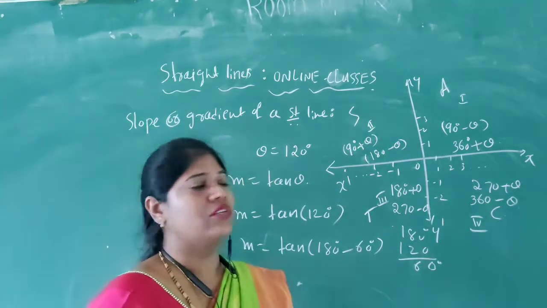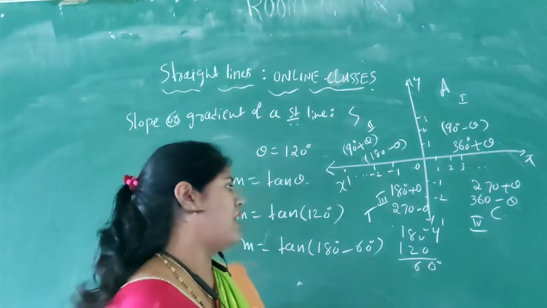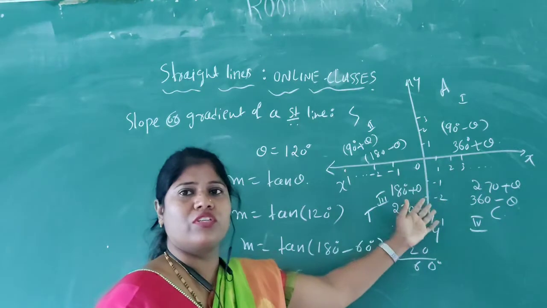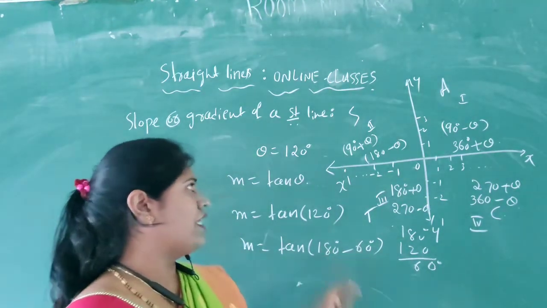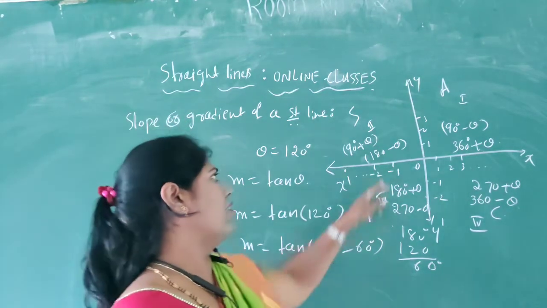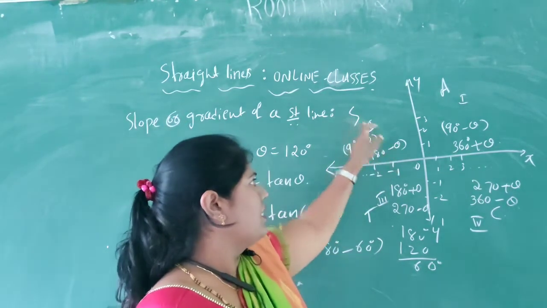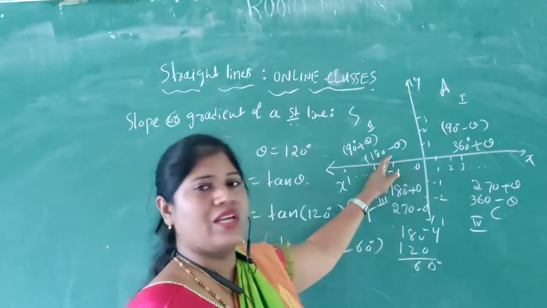In the fourth quadrant, it is 360 degree minus theta. We should know all of these, then only we can use this formula. 180 degree minus theta, in which quadrant is it? It is in the second quadrant.